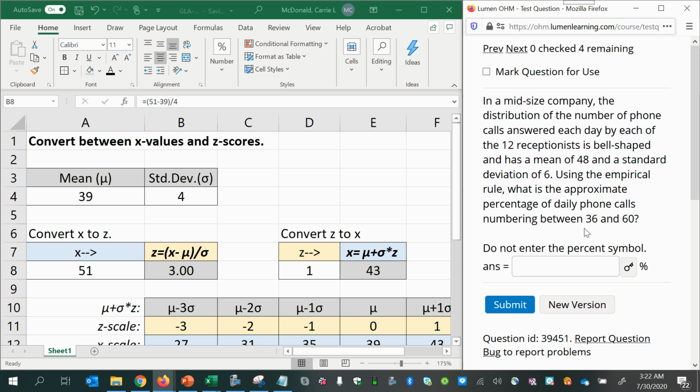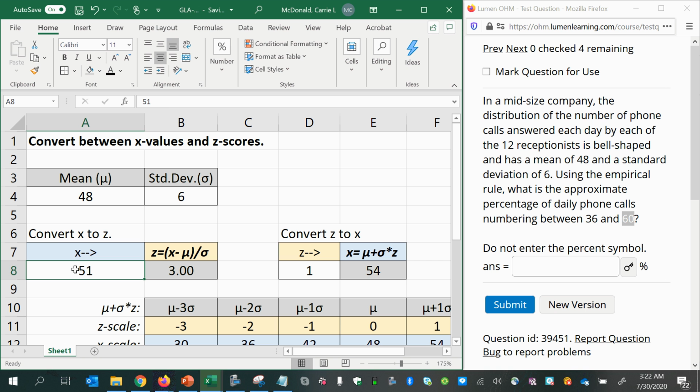Okay, let's try that again here. We have a mean of 48, standard deviation of 6, and I want to know what percentage is between 36 and 60.